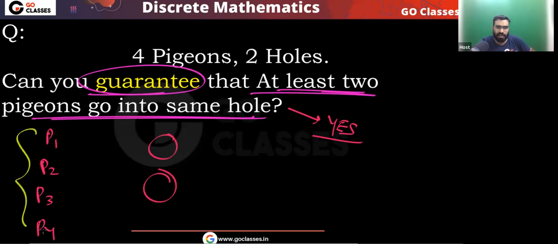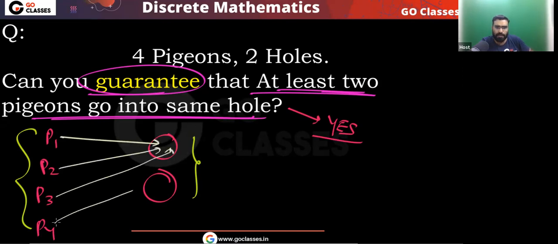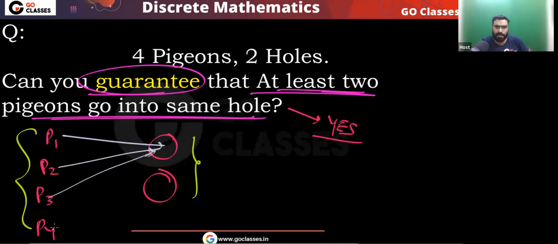It's like there are 4 friends and there are only 2 rooms. Now again you can notice that at least 2 pigeons need to share a room. Whatever you do, for example, maybe these 2 pigeons will share a room, maybe this pigeon will also go here, maybe this pigeon will go here. But the point is at least 2 pigeons will share a hole. Maybe all of them will go here, but whatever you do, at least 2 pigeons will go to the same hole.